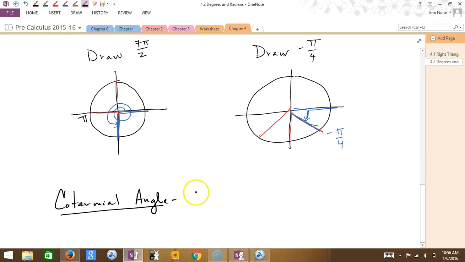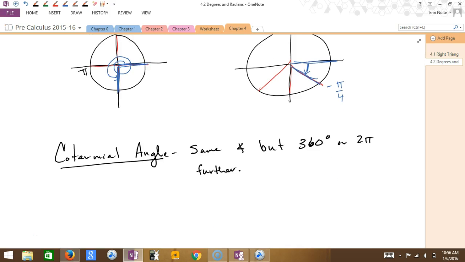Okay, so I'm going to say same angle. Is it okay if I draw that? But 360 degrees or 2 pi, so one full revolution further. Or potentially 2 full revolutions. You could go around twice, or 10 revolutions.